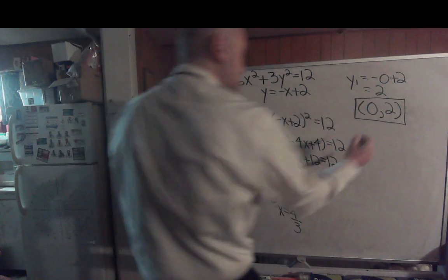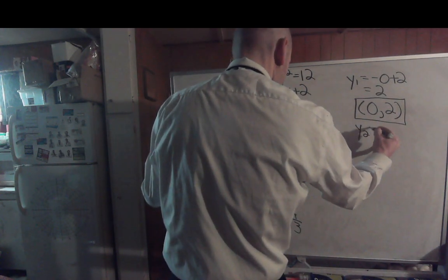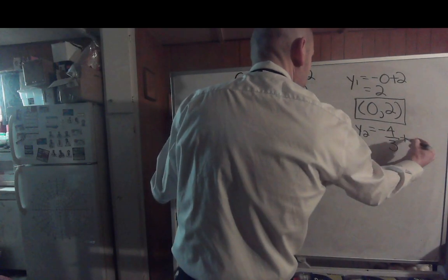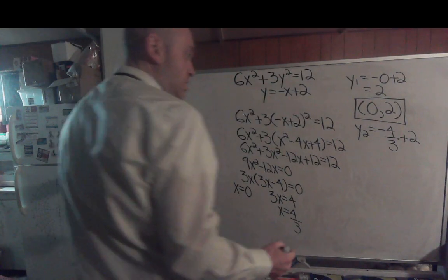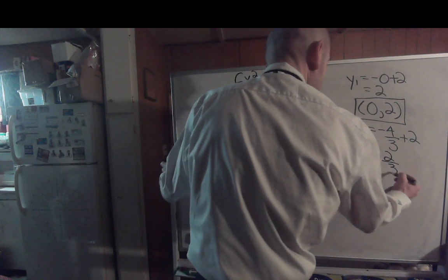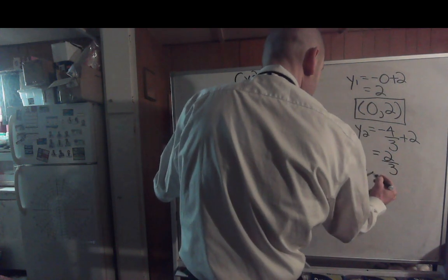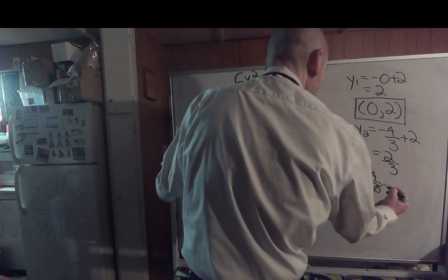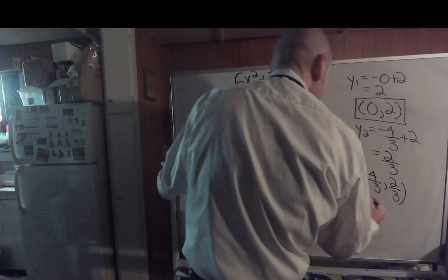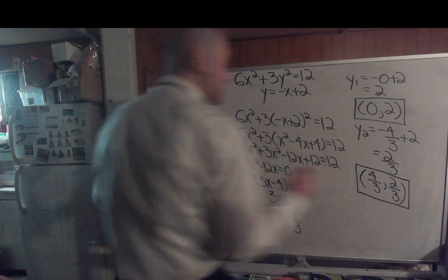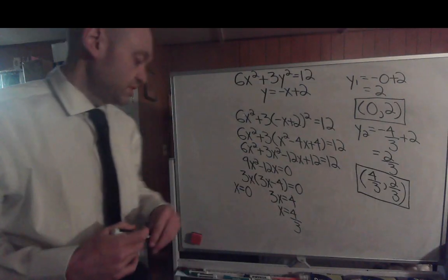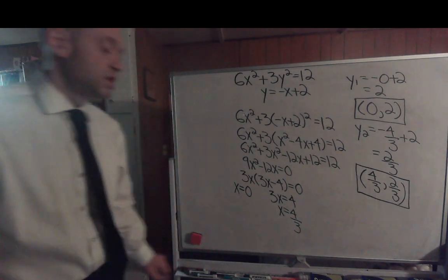But there's one more since you have a second y coordinate. Your second y coordinate will be negative 4/3 plus 2, which would really end up giving you positive 2/3. So your second point of intersection is going to be (4/3, 2/3). So the ellipse and the line intersect at the points (0, 2) and (4/3, 2/3). Those are your 2 points of intersection.